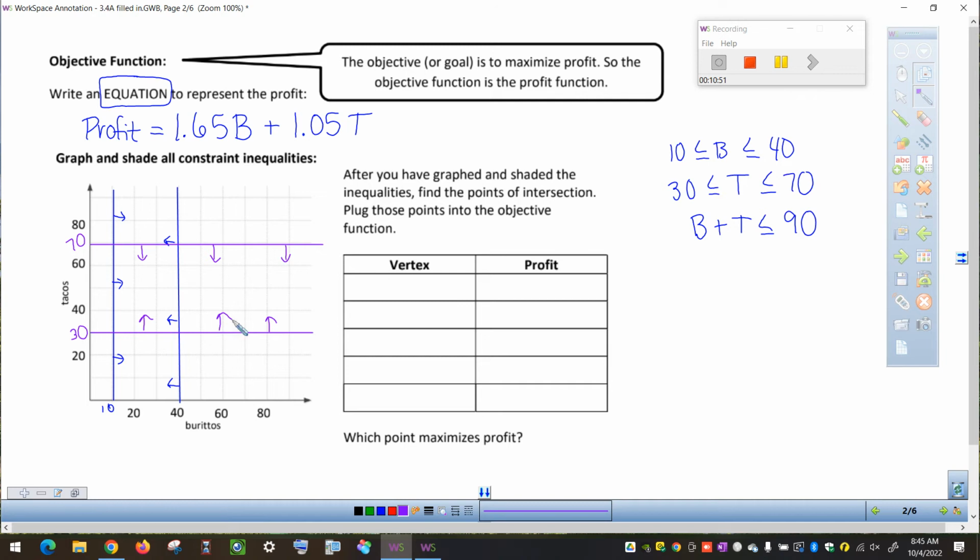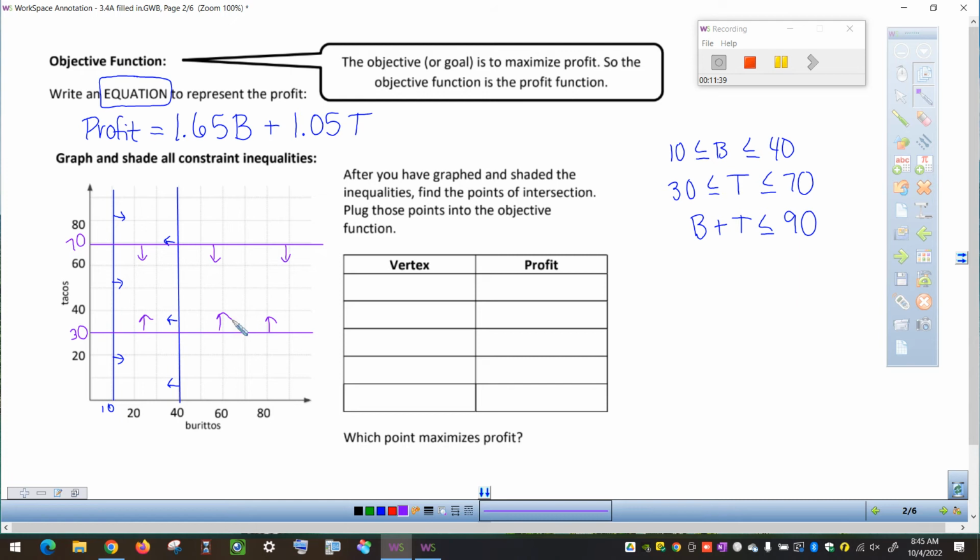So we could find the intercepts. Even though we don't have x and y, we could find the b intercept and the t intercept for our two axes. So let's try that. If we wanted to find the t intercept, that's going to be when b is equal to 0. So I'm going to cover that up, and that would just be t equals 90. So the taco intercept is going to be at 90.